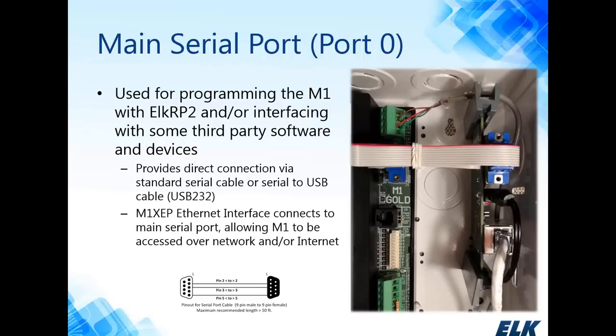In the block diagram at the bottom, the serial connection between the M1 and the third party, or the M1 and the XEP, is an RS-232 connection. It does use 3 pins, pins 2 to 2, 3 to 3, and 5 to 5, so it's a straight through connection. And the maximum distance you can run that length of cable is 50 feet. Typically we would like to see the XEP module mounted into the enclosure next to the M1, like you see here in our picture diagram. And then the XEP connects to the local area network through a standard Cat5 patch cable.